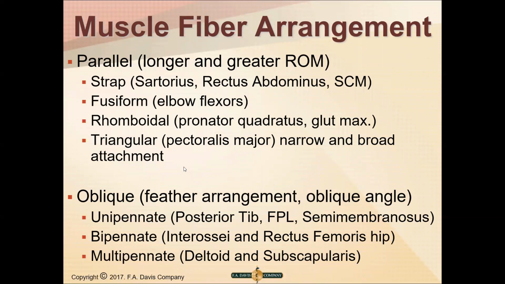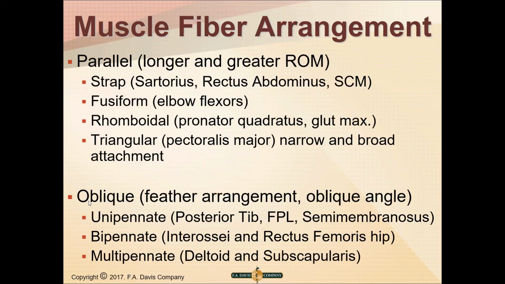Fiber arrangements. The muscles typically run in a parallel type fashion where they run almost in line with what they're doing, right? Usually the longer and the greater range of motion muscles are parallel. They have a strap-like function like the sartorius or rectus abdominis. You can have fusiform muscles like the elbow flexors where they all kind of work together to do it. Rhomboidal, where they're kind of squared off, like pronator quadratus, gluteus max, or triangular like pectoralis major or your piriformis that allow for narrow, broad attachments.